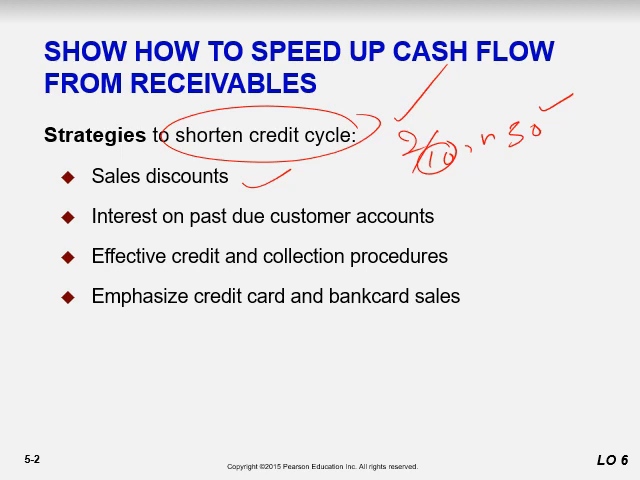And then the second one is interest on past due customer accounts, in which basically you charge some kind of fees or penalty. If you didn't pay for more than 30 days, you will be charged 2% extra amount or service fee, or late payment penalties. And then effective credit and collection procedures, you make it easier to collect.